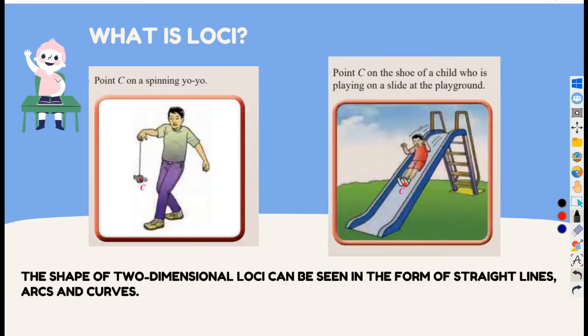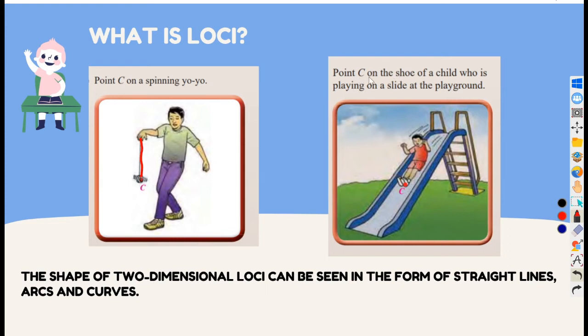So next one here. Point C on the spinning yo-yo. The spinning yo-yo goes vertically, right? So this line is vertical, because when we play the yo-yo it goes down. So the trajectory here is a line which is vertical.